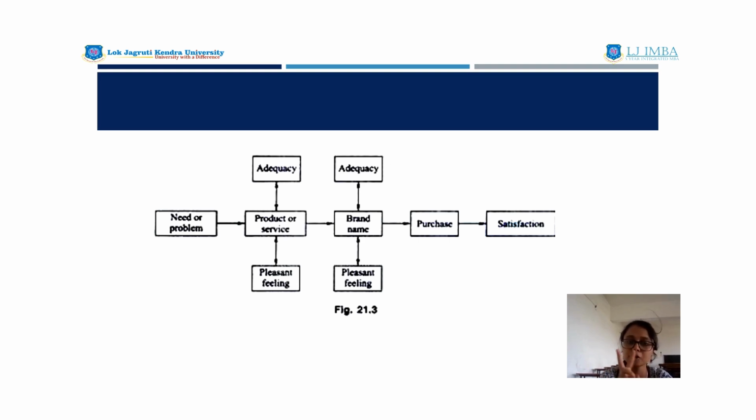The solution consists of two types. First is the product. I chose a mobile phone; whether it is adequate or not. If it was adequate, it will give me a pleasant feeling. Afterward, I have taken an iPhone, right? Sharing of documents was difficult, so it was not adequate. So there was some unpleasant feeling. I was dissatisfied, so next time when I make a purchase, I'll go for another brand, right?